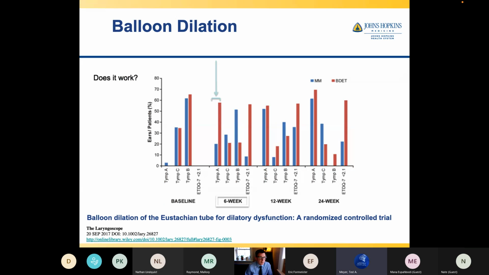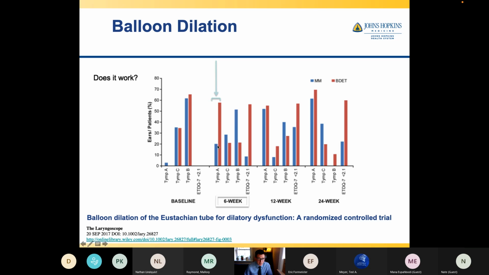So, clinical evidence for this. This is the paper, the data that the FDA used for the study. This was a randomized controlled trial in which the primary endpoint was a type A tympanogram 6 weeks after balloon dilation of the eustachian tube. People were randomized to either get what they thought of as medical management, which was nasal steroids, but was obviously not particularly effective, or this procedure. And this was the key point: 6 weeks, whether they had a type A tympanogram.